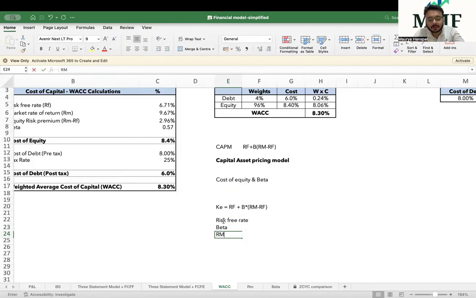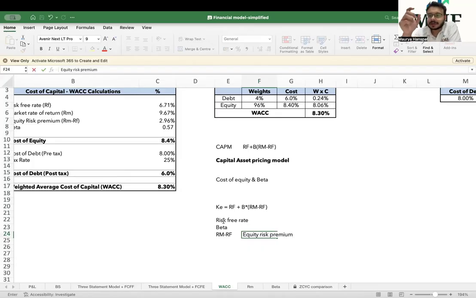This difference that you see, RM minus RF, is technically called the equity risk premium. And now we'll try to understand these in a nutshell. So what exactly do we mean by the cost of equity? The cost of equity is simply telling you the expected return that you might make upon your equity investment.